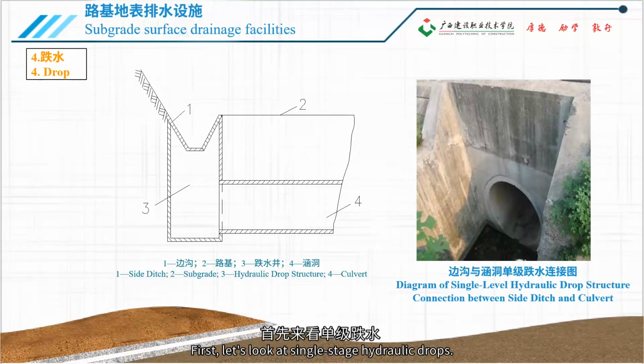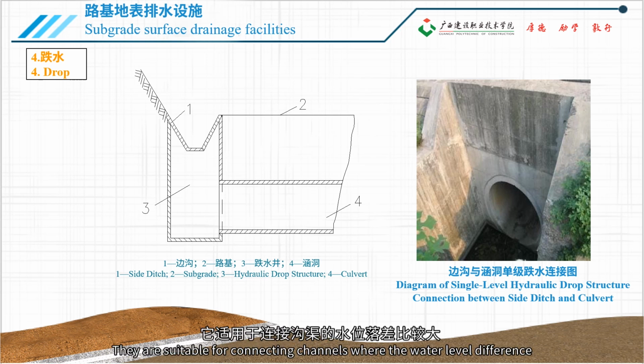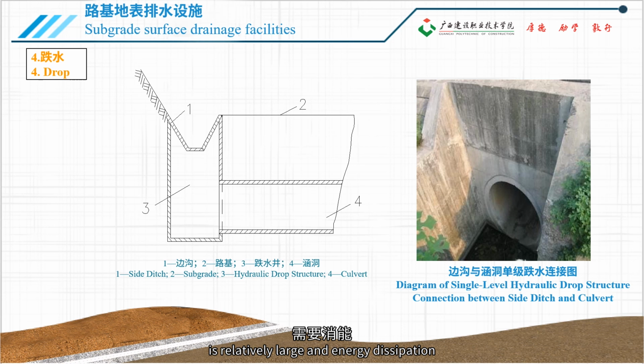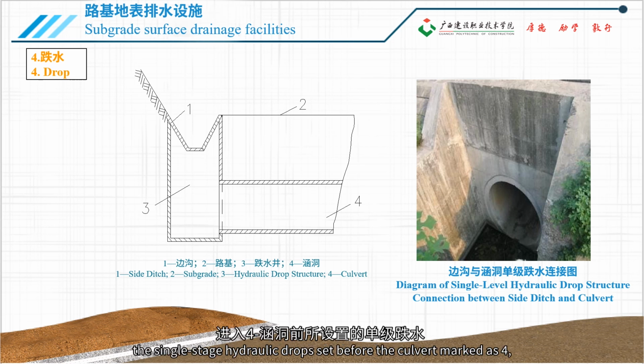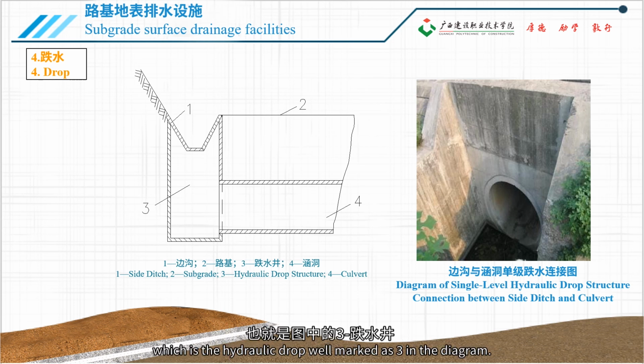First, let's look at single-stage hydraulic drops. They are suitable for connecting channels where the water level difference is relatively large and energy dissipation or change in water flow direction is needed. As seen in the left diagram, the water from the side ditch marked as 1 enters the single-stage hydraulic drop set before the culvert marked as 4, which is the hydraulic drop well marked as 3 in the diagram.